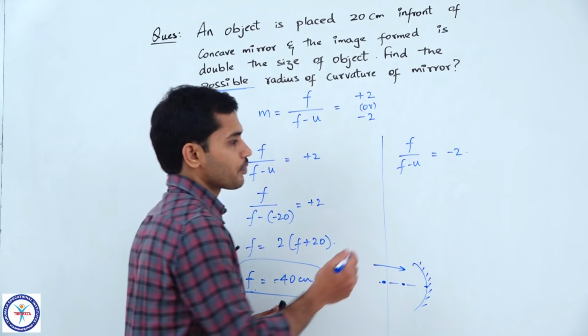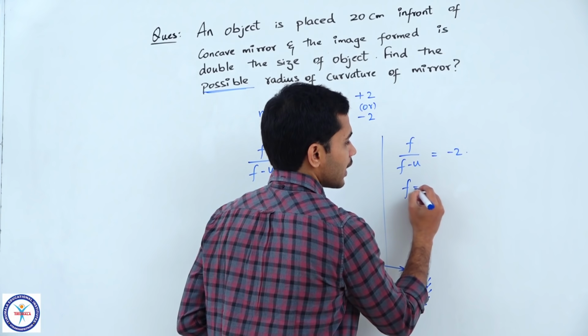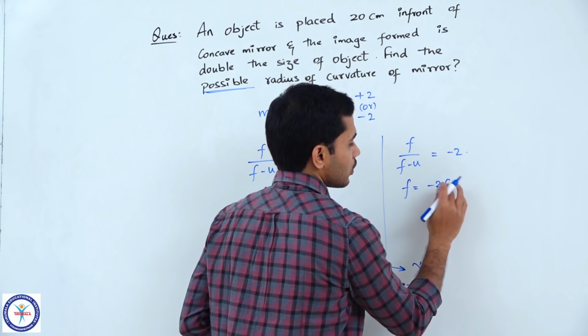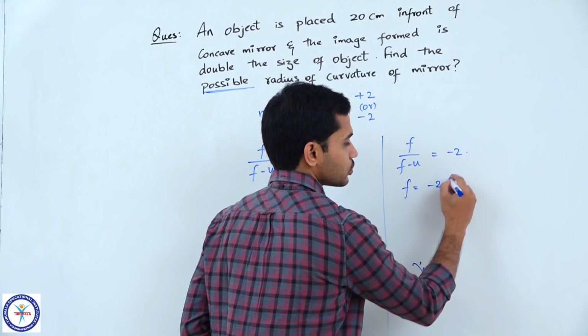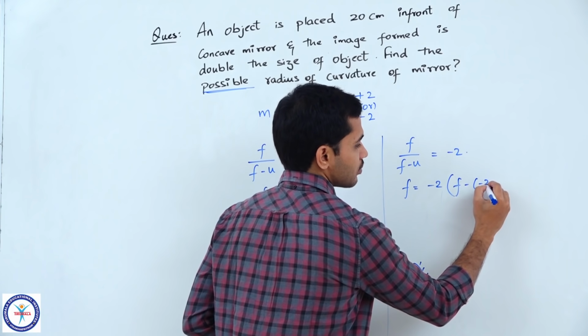So, we will see the other one. Solving this will give me f is equal to minus 2f, or let me substitute the value of u, minus 2 into f minus minus 20.